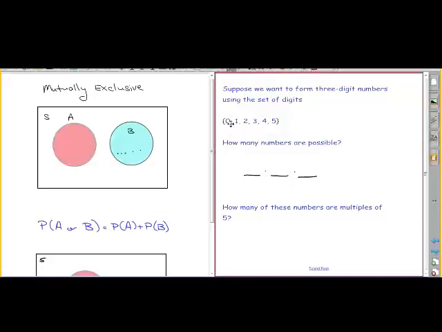What about 0? Can you use 0? Yeah. So if you put a 0 in the first place, it's not a 3-digit number. So you really only have 5 digits, 1 through 5. And then for the next one, you can use 0 through 5, so there's 6 of those. And for the last one, there's also 6 of those. If you multiply that together, you'll get how many 3-digit numbers you can create using those digits.